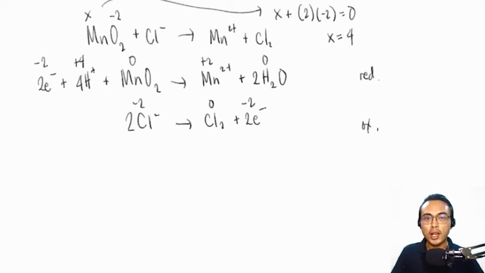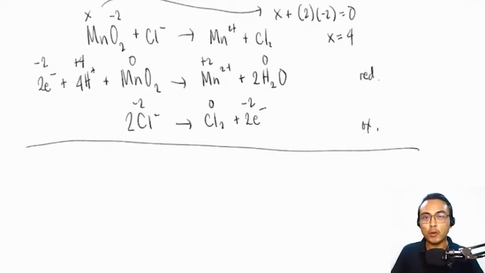And once you have balanced the reduction and oxidation half reactions, the next thing that you have to do is to ensure that you have the same number of electrons on both half reactions. On the reduction half reaction, we have 2 electrons. On the oxidation reaction, we have 2 electrons as well. So this is already okay. Since the number of electrons are already equal, we can now proceed to add the 2 half reactions to have our balanced redox reaction. Now we can add.